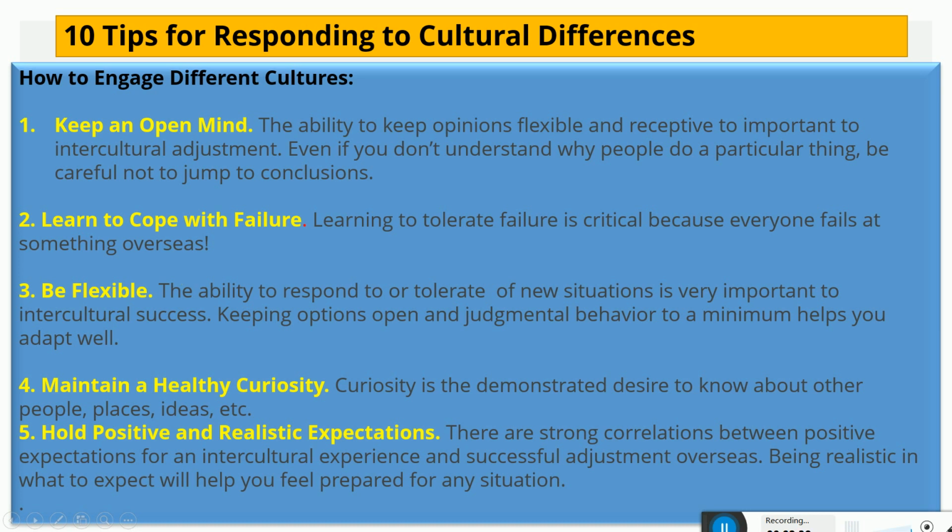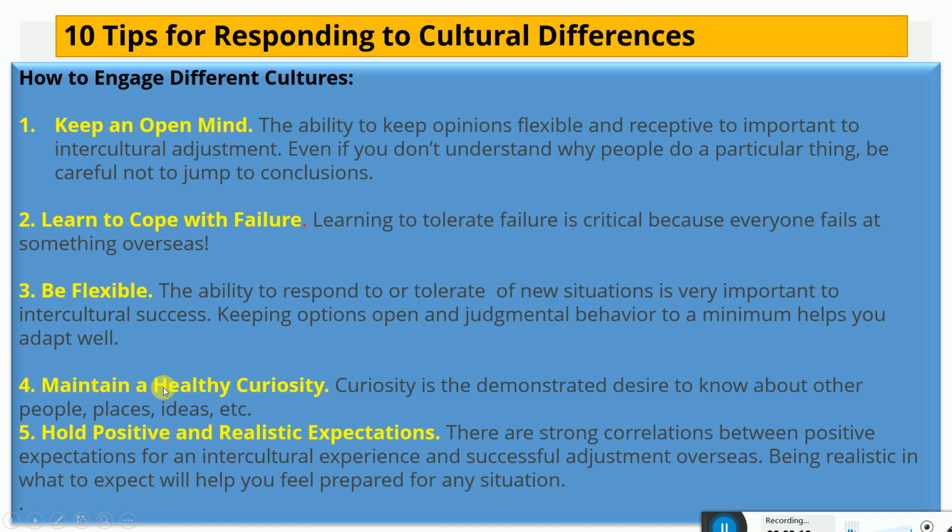Okay, third point is be flexible. What do you mean by be flexible? Flexible in the sense that you are ready for anything. It's not that you just tolerate anything. The ability to respond or tolerate a new situation is very important to cultural success. Keeping your options open and judgmental behavior to a minimum helps you adapt well. It means you are ready for anything, like you are ready to work. It's not like I'm going for work and I'm afraid of what manager will be assigned to work with me. So you are flexible. Okay, you can do it. So like that, we need to increase this mentality.